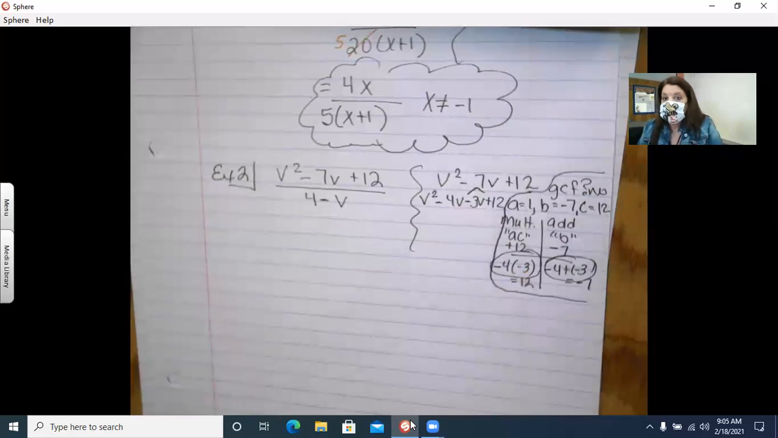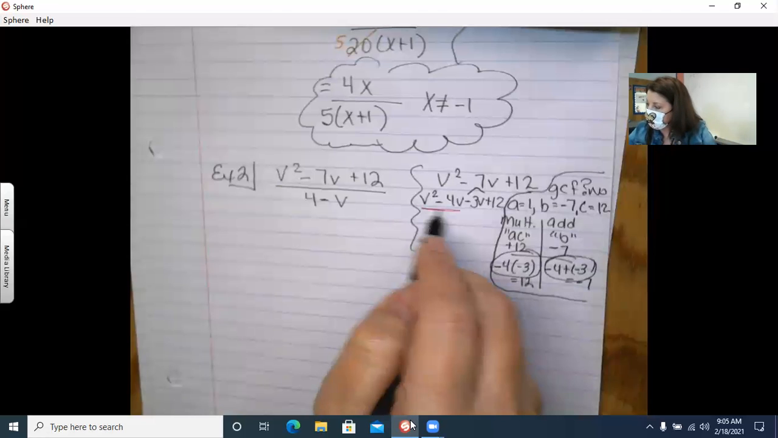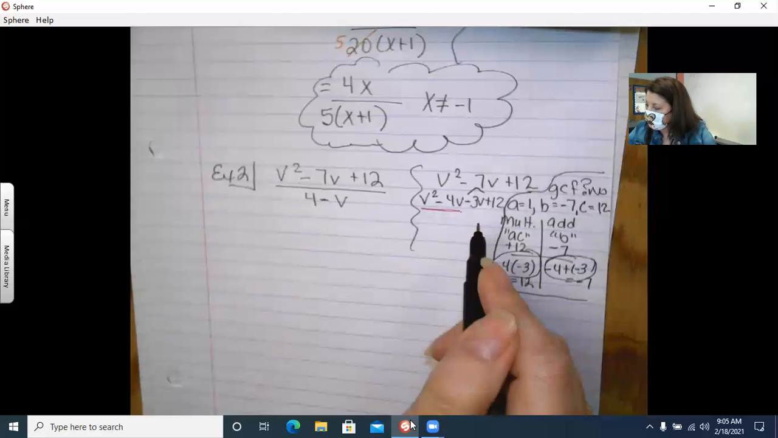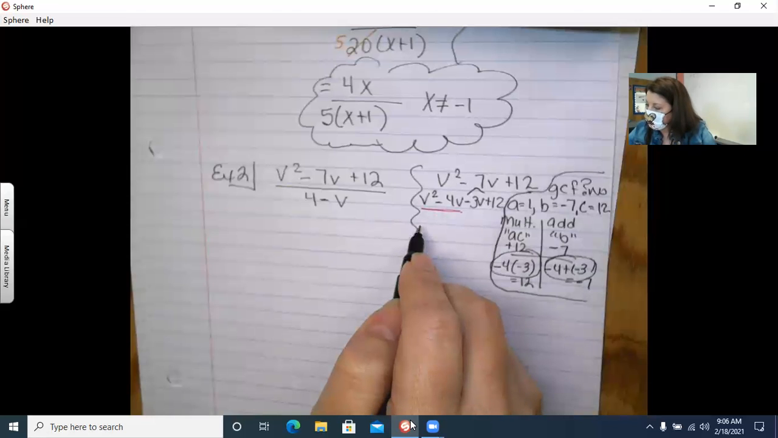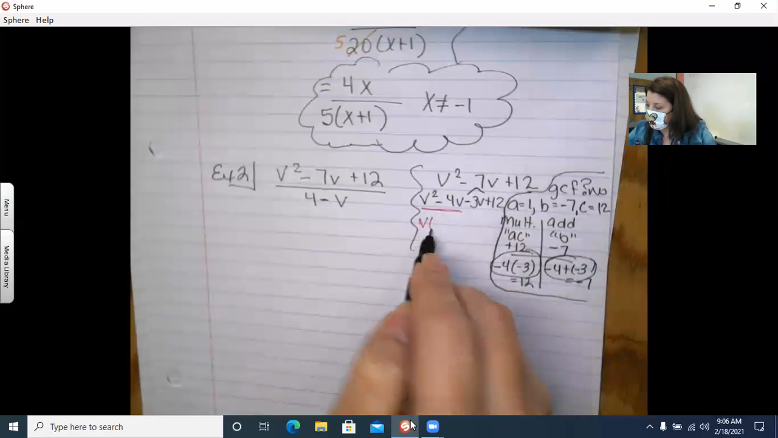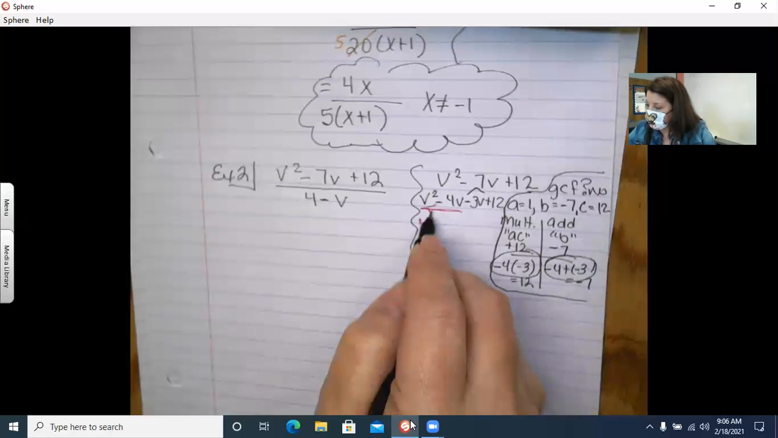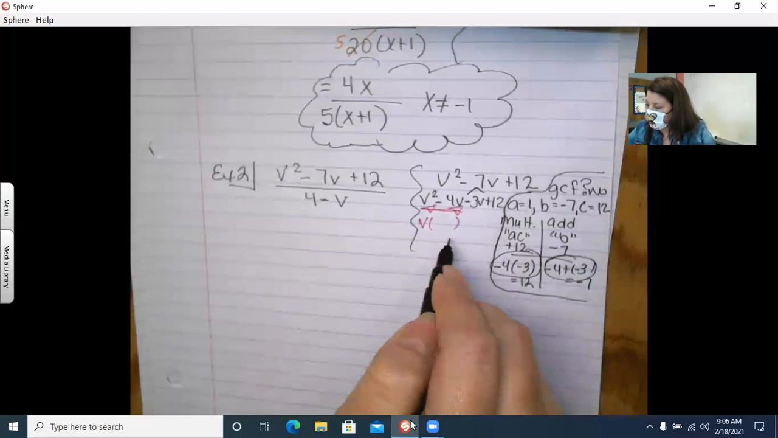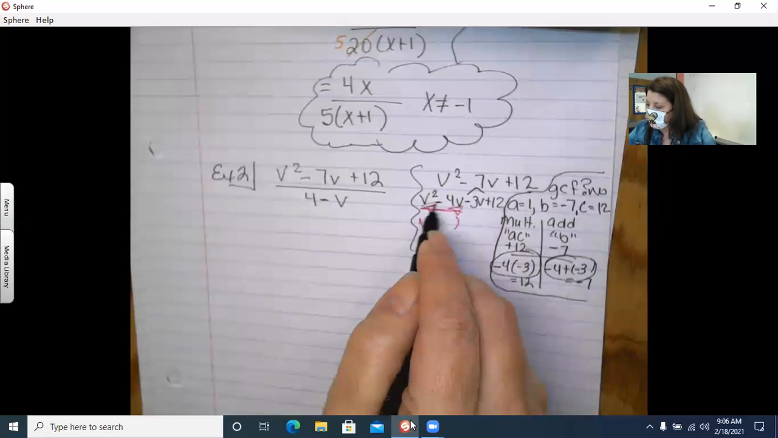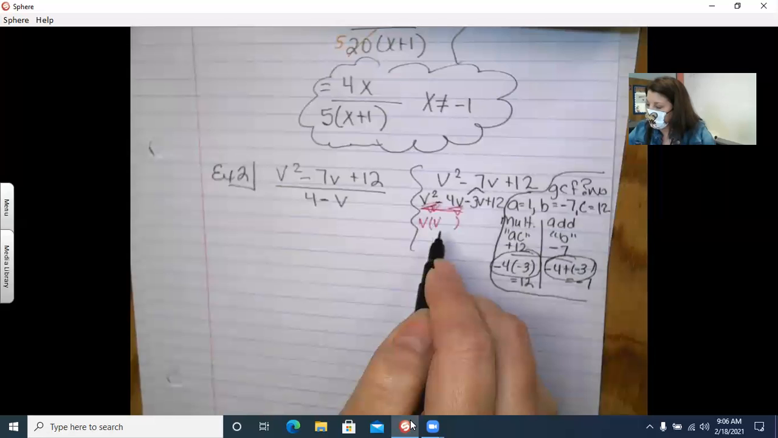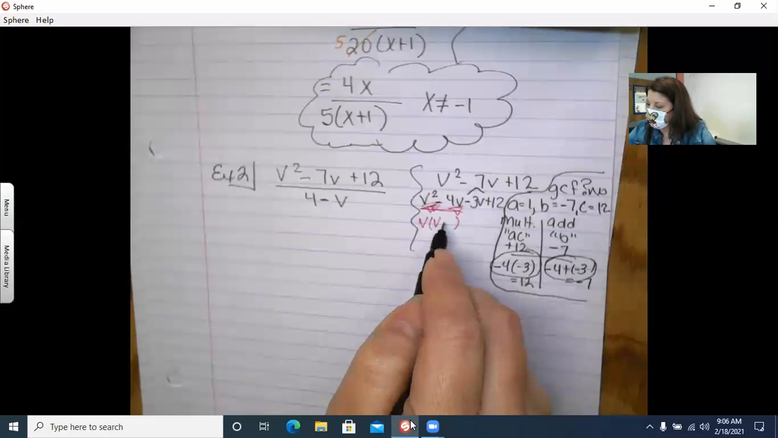So now that we have 4 terms, we're going to factor by grouping. This is not new. Y'all already know how to do this. Group your first 2 terms together. What's the GCF? V. Any coefficients besides 1? No, just V. So if I factor out of V, what's left inside the parentheses? What's V squared divided by V? It's V. What's negative 4V divided by V? Negative 4.